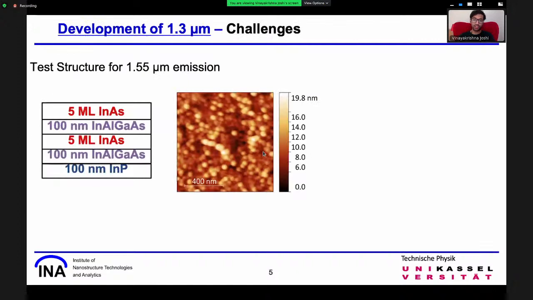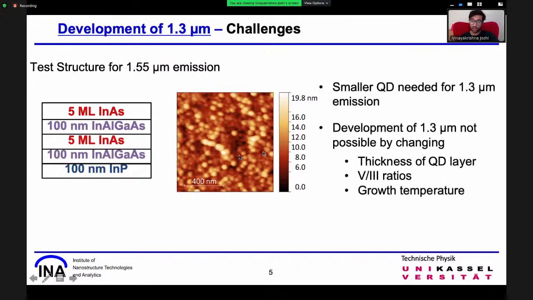To grow these 1.3 micron quantum dots, we face some challenges. Before I mention them, let's see a typical structure grown in the MBE for already established 1.55 emitting quantum dots. It contains indium aluminum gallium arsenide as barrier layers with one active region of 5 monolayer indium arsenide quantum dots. The topmost 5 monolayer quantum dot layer is used for morphological characterization, such as the shown AFM image, through which we see high density, round and homogeneous quantum dots. When we talk about quantum dots emitting at 1.3 microns, we need to grow smaller quantum dots. The challenge we face is that the development of these quantum dots is not possible just by changing parameters such as the thickness of the quantum dot layer, the V/III ratios, or even the growth temperature.